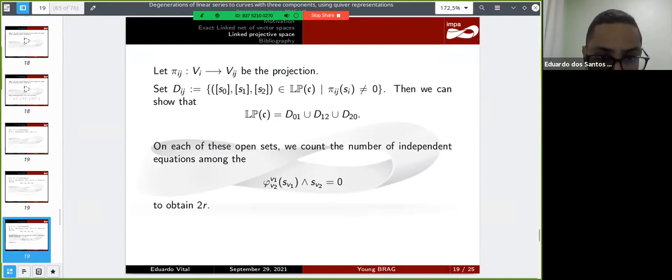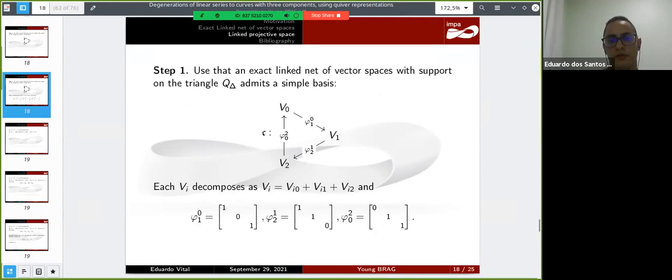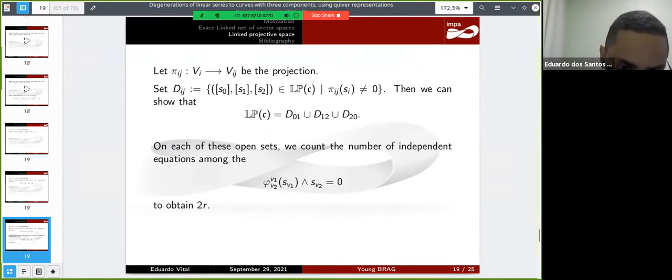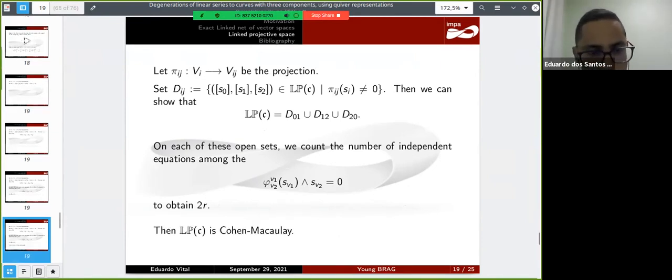And on each of these open sets, these three here, we count the number of independent equations among the defining ones of LPC to obtain 2R, which is the expected codimension. Because here we have essentially the product of three projective spaces PVI, which has dimension 3R. We have LPC, which has dimension R. And the codimension is the expected one, equal to 2R. Then LPC is Cohen-Macaulay, thus reduced, and has pure dimension R.